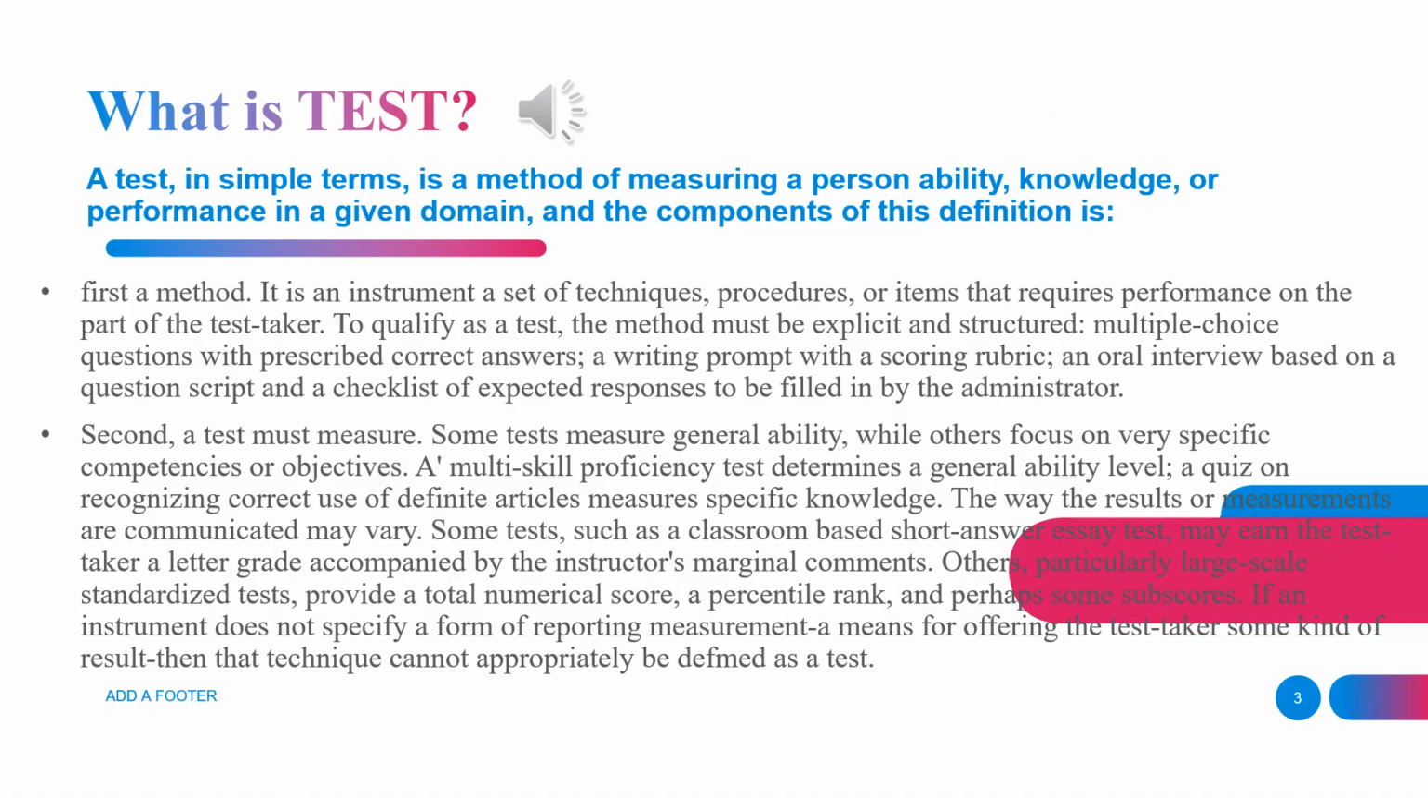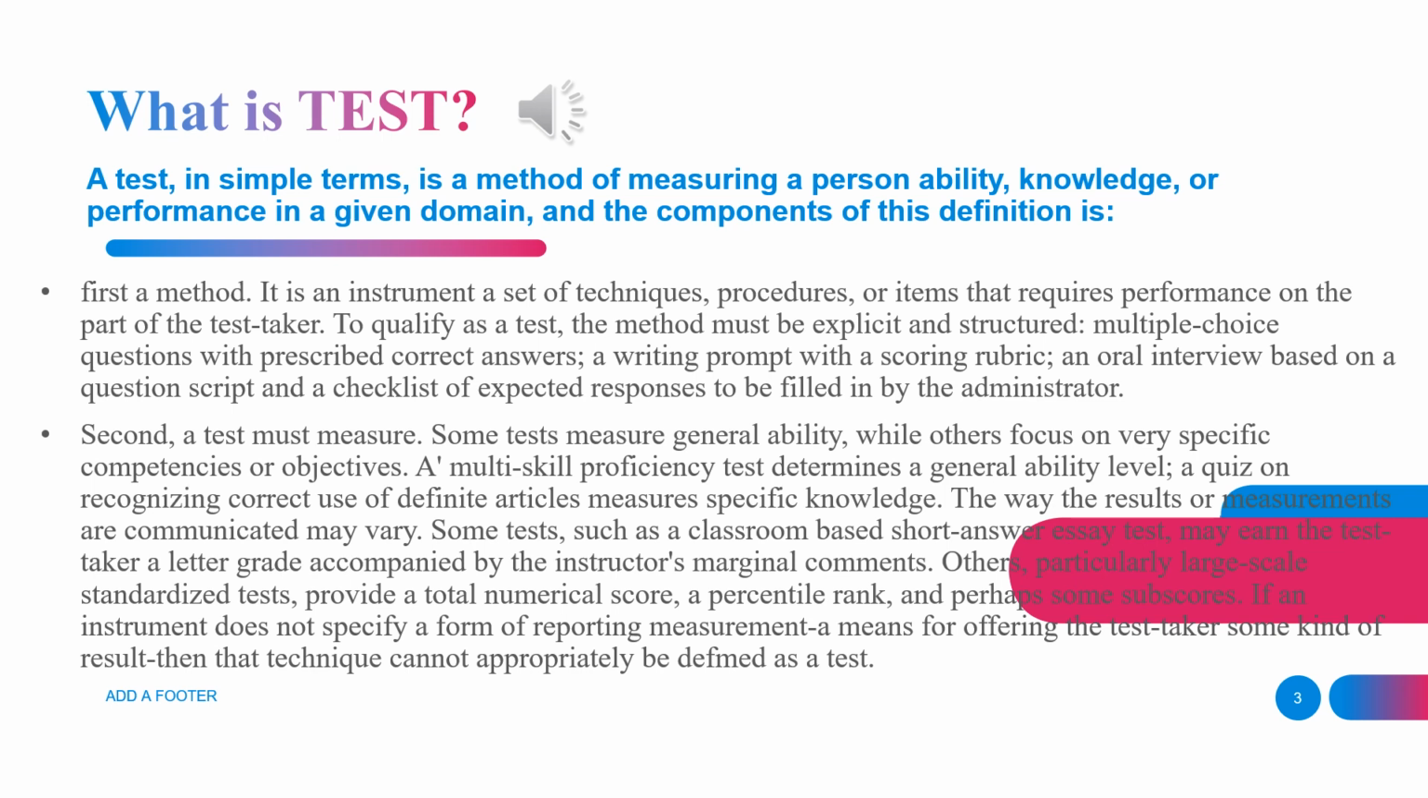What is a test? A test, in simple terms, is a method of measuring a person's ability, knowledge, or performance in a given domain. The components of this definition are: first, a method. It is an instrument, a set of techniques, procedures, or items that require performance on the part of the test taker. To qualify as a test, the method must be explicit and structured.